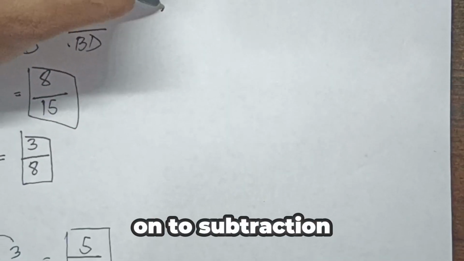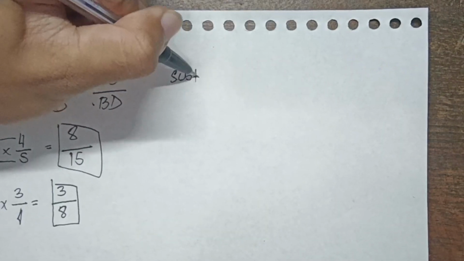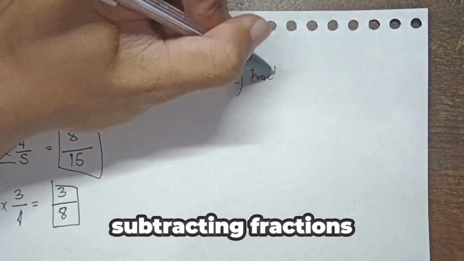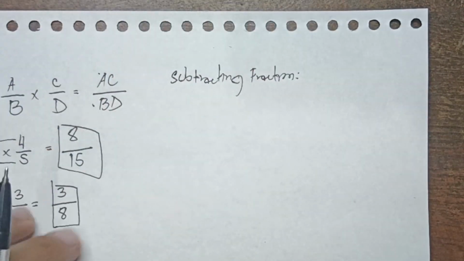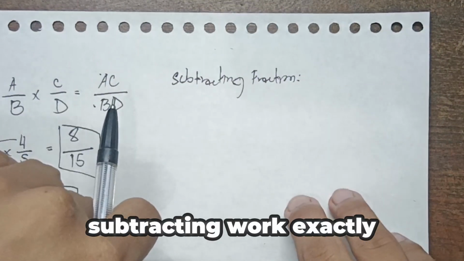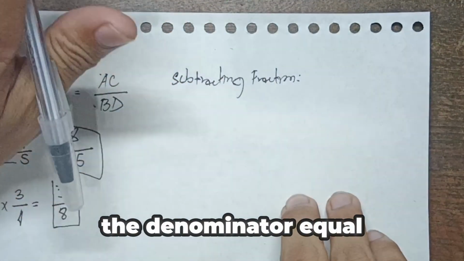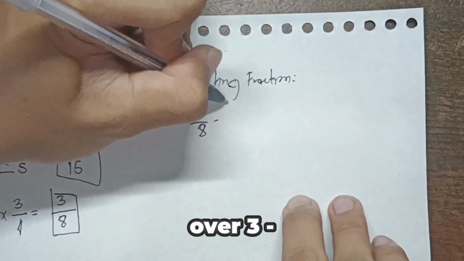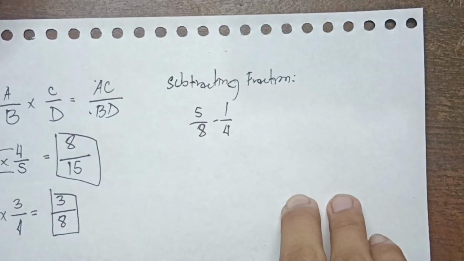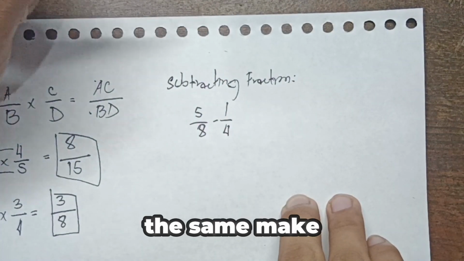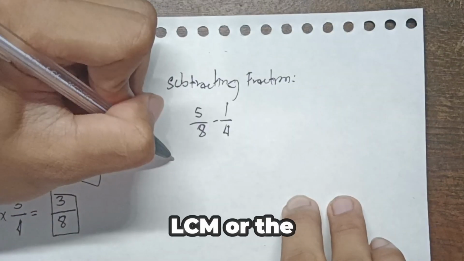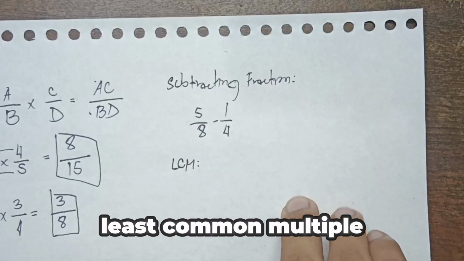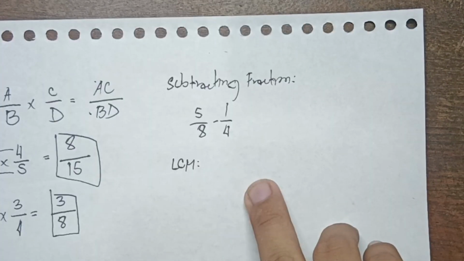Now let's move on to subtracting fractions. Subtracting works exactly like adding. Make the denominators equal first. Example, 5 over 8 minus 1/4. The denominator is not the same. Make them equal. The LCM, or the least common multiple, is 8.